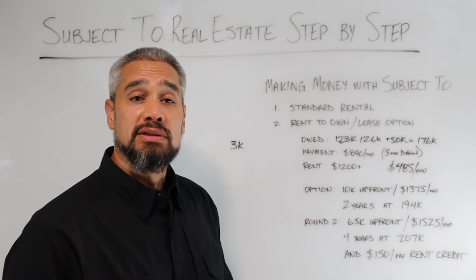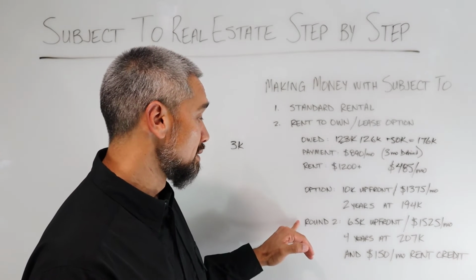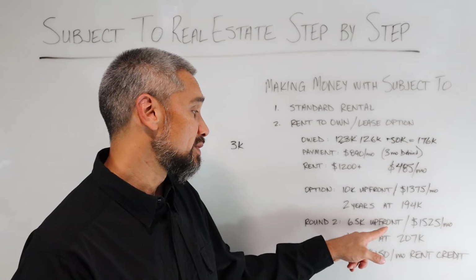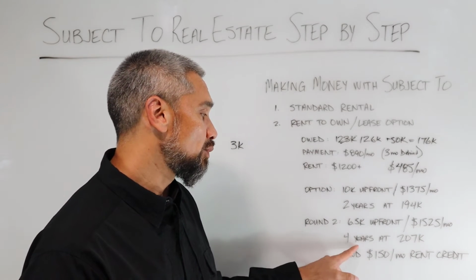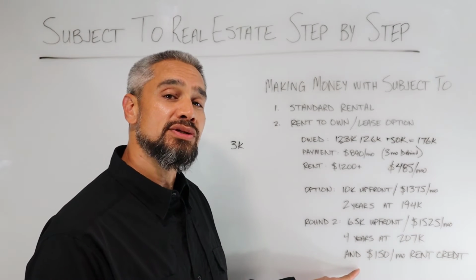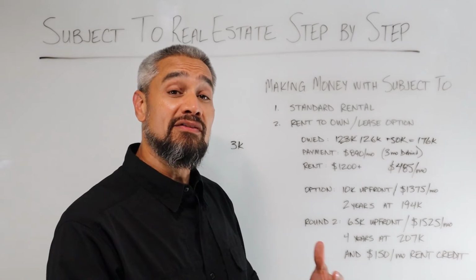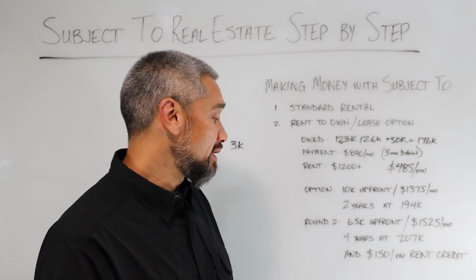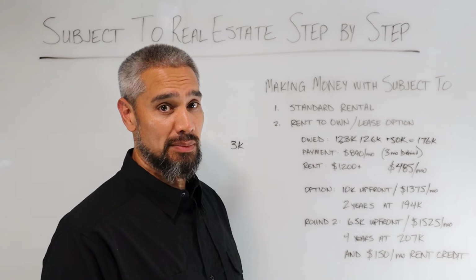After the 2 years, the tenant buyer did not exercise their option, so they decided to go another round. This time, they found a tenant buyer willing to do $6,500 up front and $1,525 a month. They, however, wanted a 4-year option. They also wanted a rent credit. So our apprentice agreed to do $150 a month rent credit, which meant that for every month that that tenant paid on time, they would be credited $150 if they exercised their option.